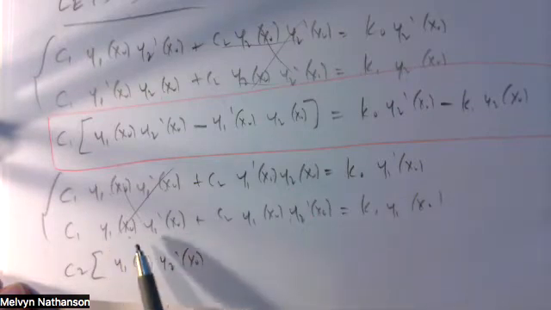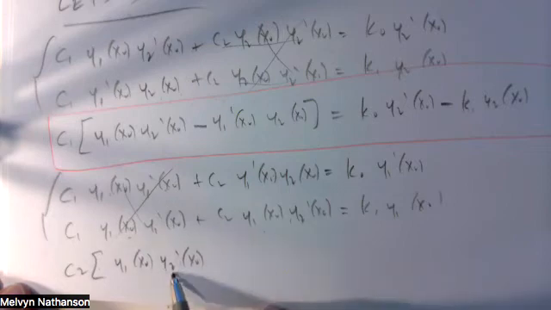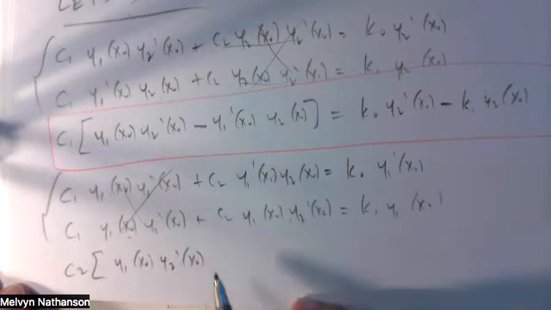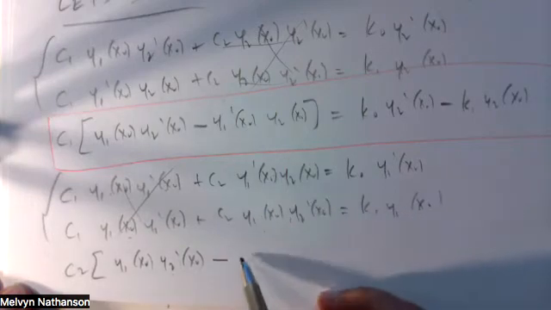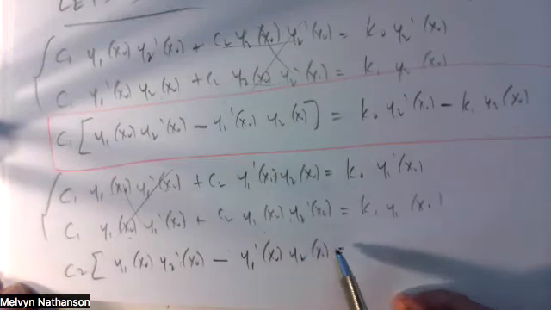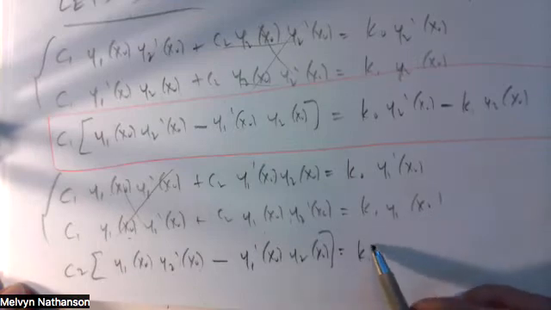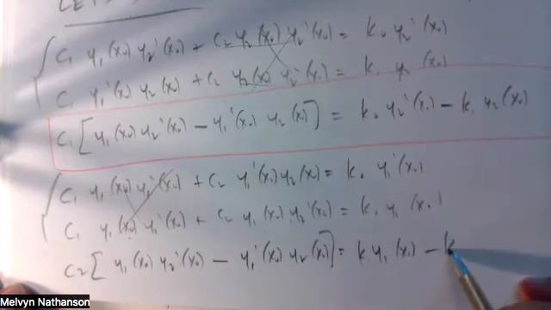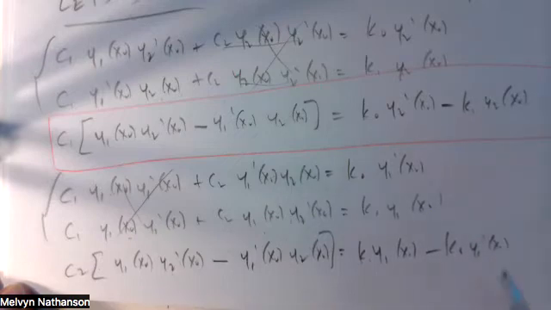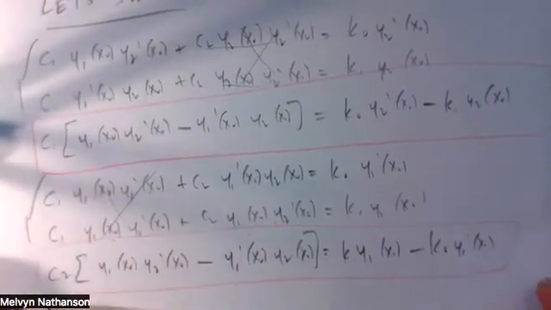Let's make sure I do my arithmetic right. My writing is so bad. This is y1 of x naught, y2 prime of x naught minus y1 prime of x naught, y2 of x naught equals k1, y1 of x naught minus k naught y1 prime of x naught. So C1 and C2 solve these equations.